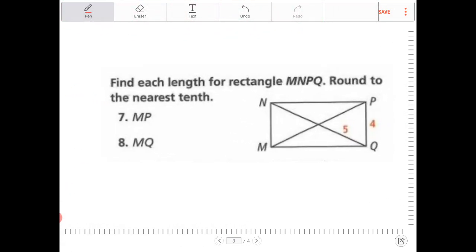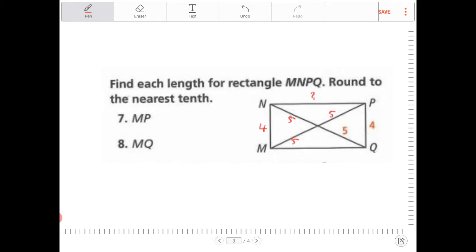Okay. Find each length for rectangle MNPQ, round to the nearest tenth. So you're told that PQ is equal to 4. And this is a rectangle. So that means all of these will have a measure of 5. And that will be 4. We don't know what this is. Okay, but so let's see here. MP therefore must equal 10.